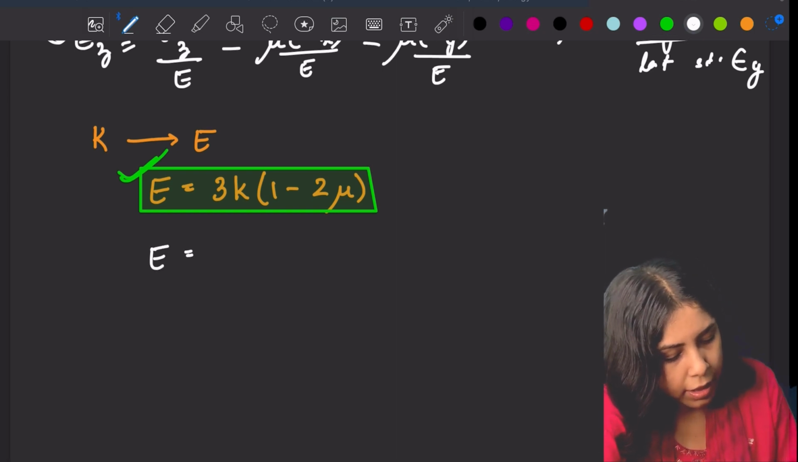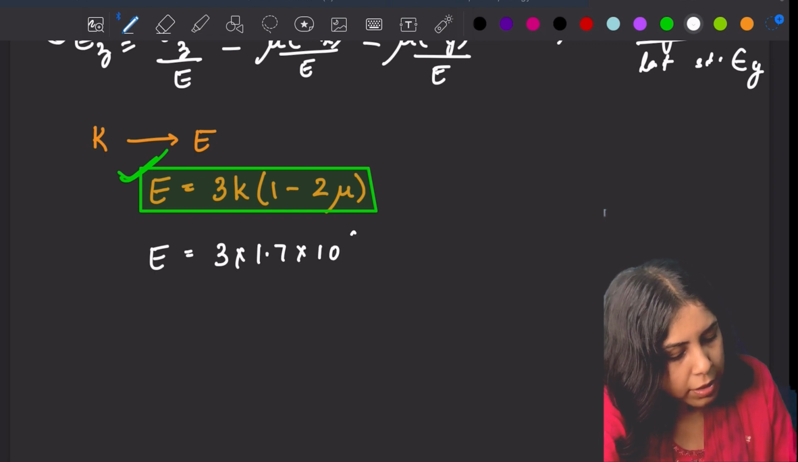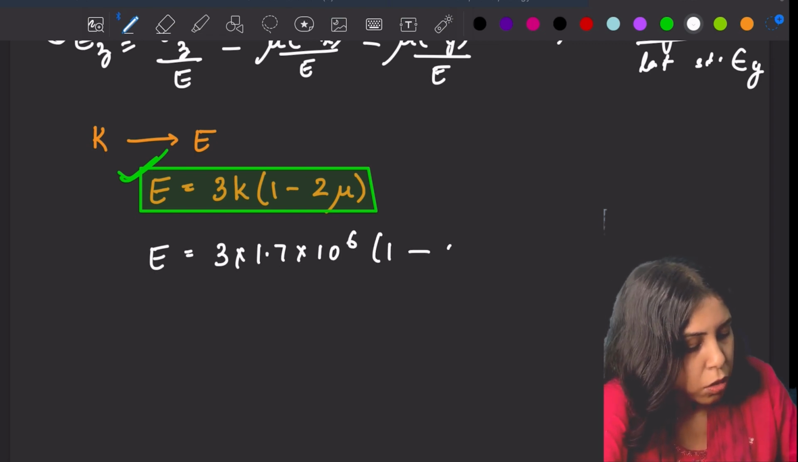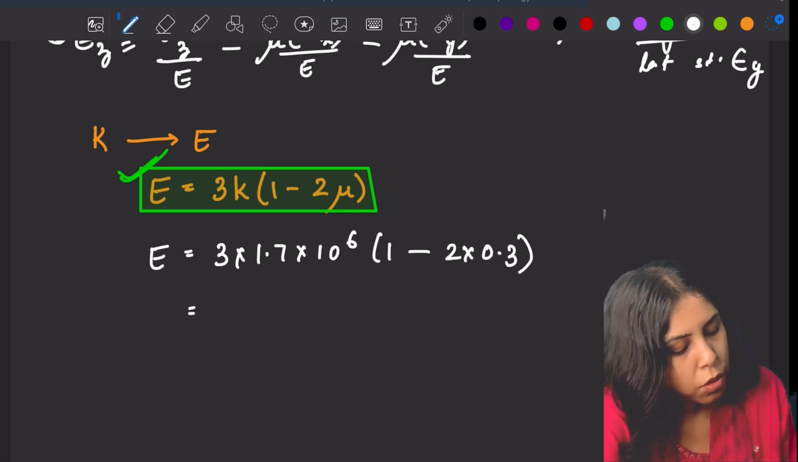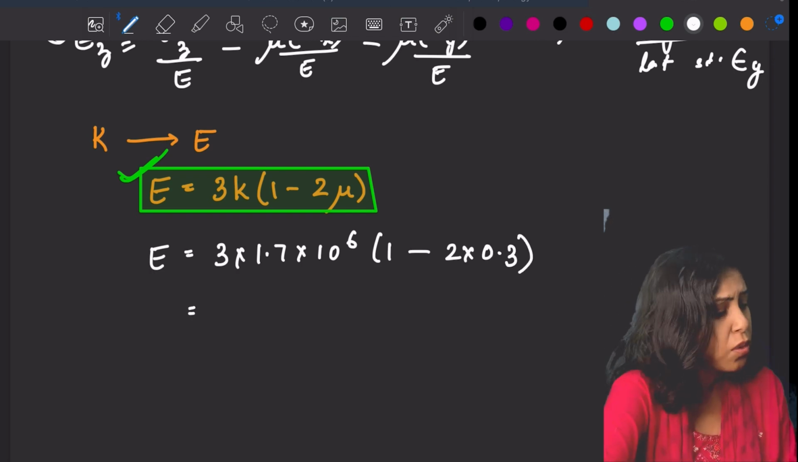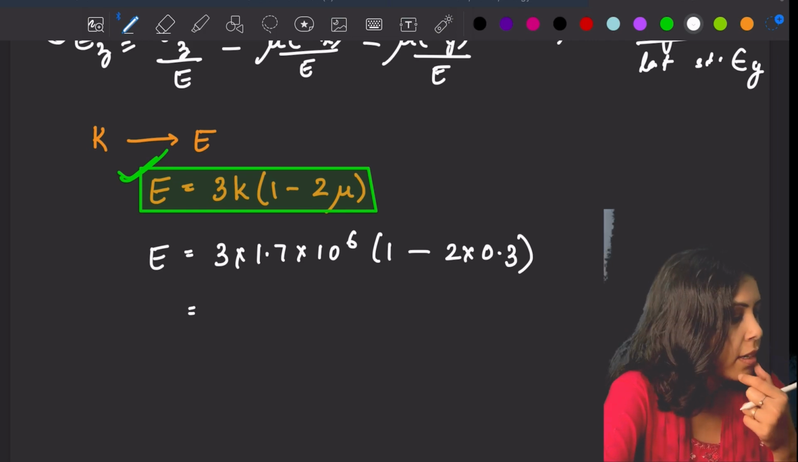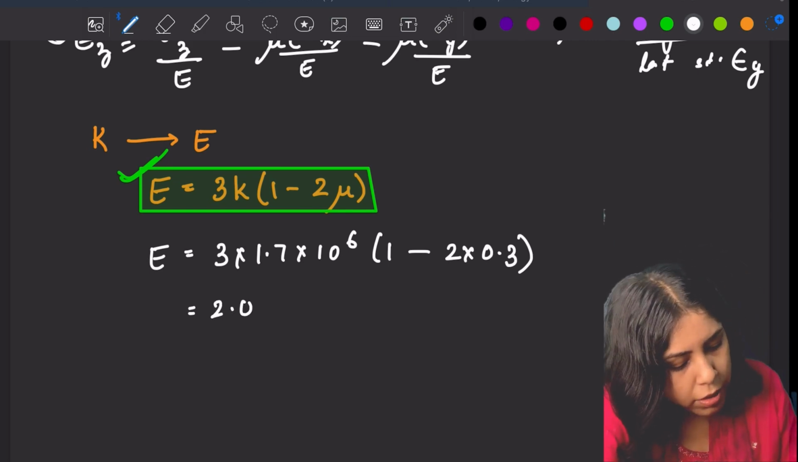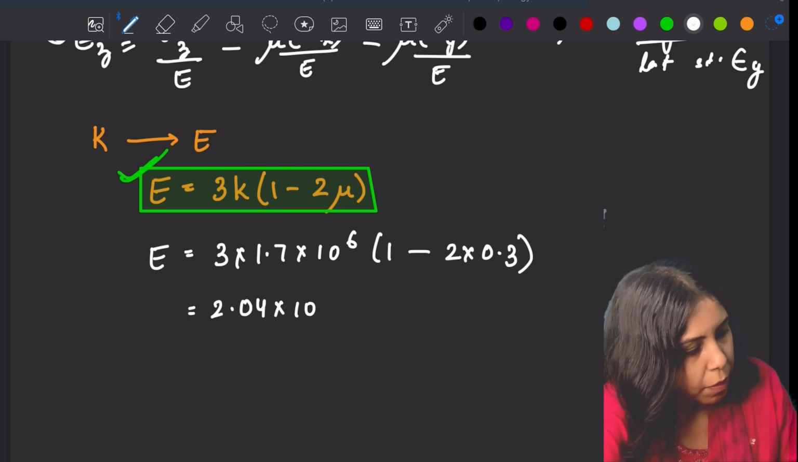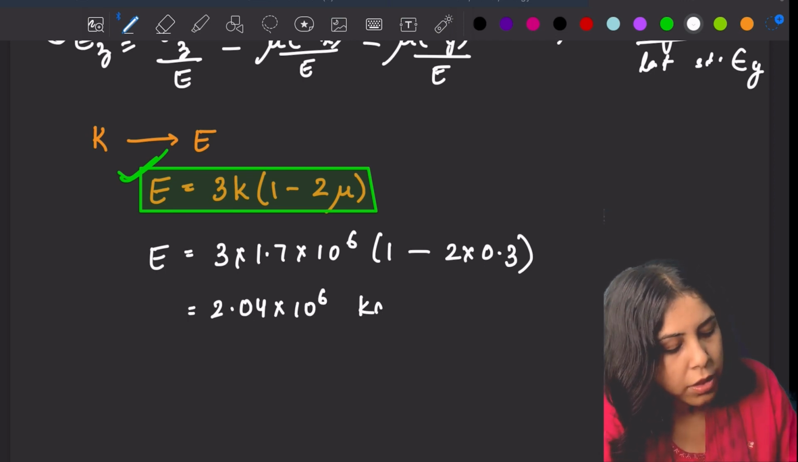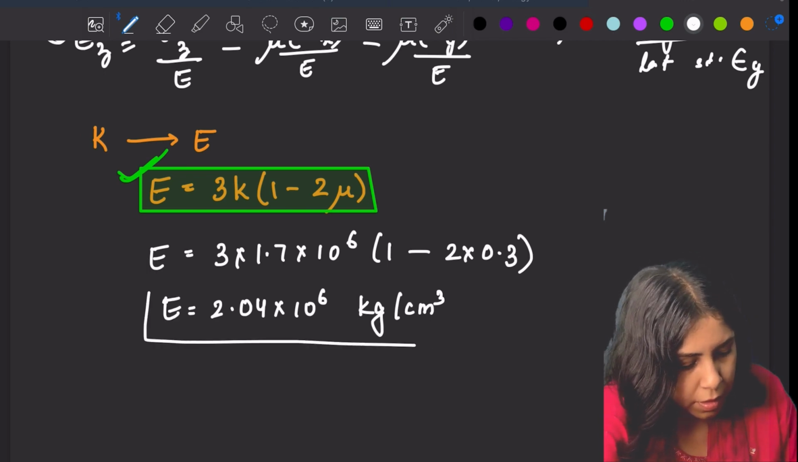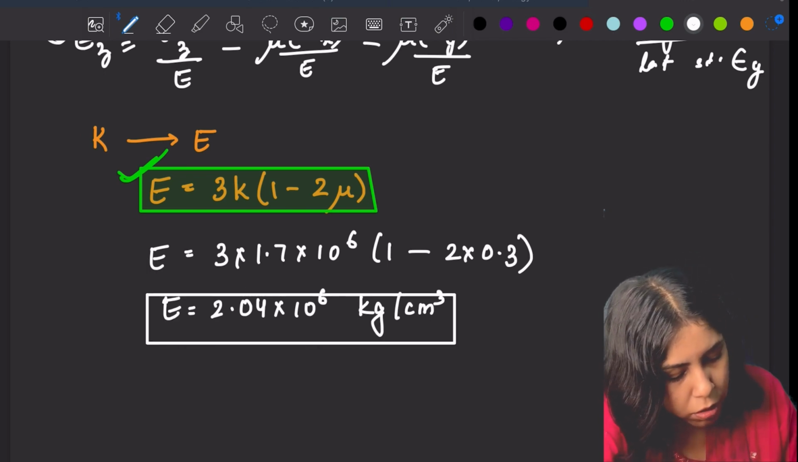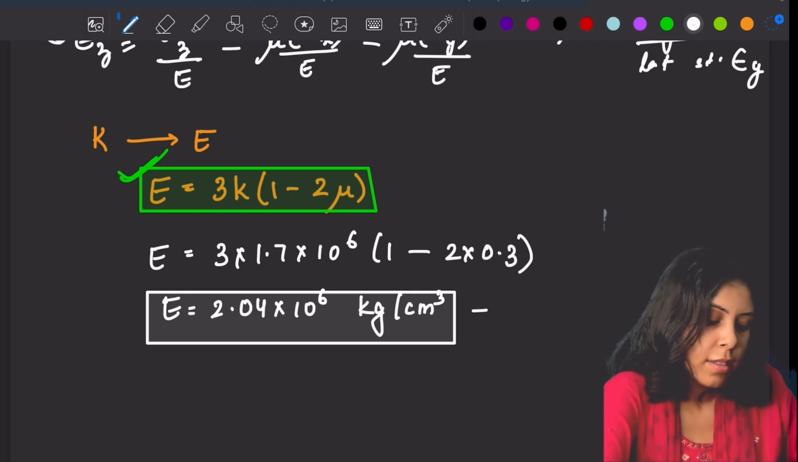Let's calculate E. That is 3 times K, which is 1.7 into 10 to the power 6, times 1 minus 2 times the Poisson's ratio, 0.3. So we get 3 into 1.7, and the answer I have written already, that is 2.04 into 10 to the power 6. The unit will be kg per centimeter square. This is the modulus of elasticity we got for steel.